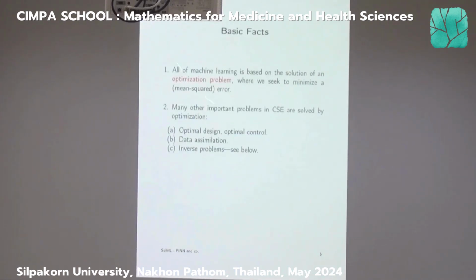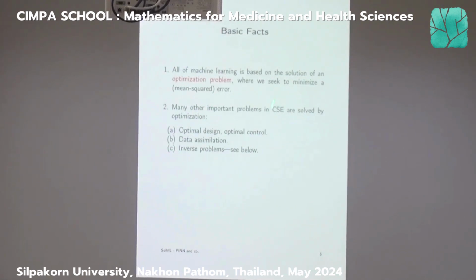So all machine learning is based on the solution of an optimization. That's it. If you want to know mathematically what machine learning is, it's optimization. What are you optimizing? You're minimizing a square error. It's as simple as that. And then the neural networks, give me any machine learning method, I'll show you that underneath, it's like a car, you open up the inside, there's an optimization problem being solved.